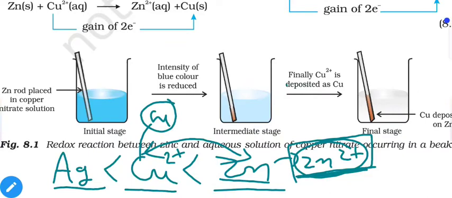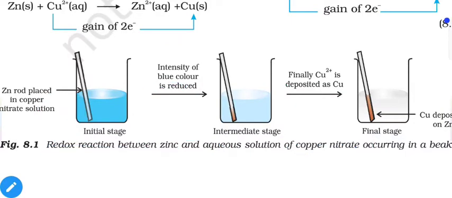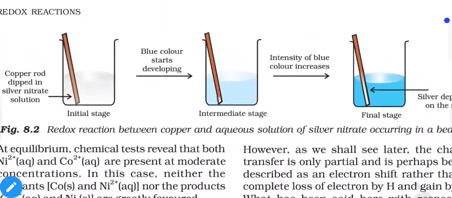But if we keep copper and silver together, then silver being less reactive, it will try to convert itself into silver metal, and copper will try to convert itself into copper ion. And if they are already in their final states, that means metal of silver and ions of copper, then no further reaction will be observed. And we can see it with the second example.